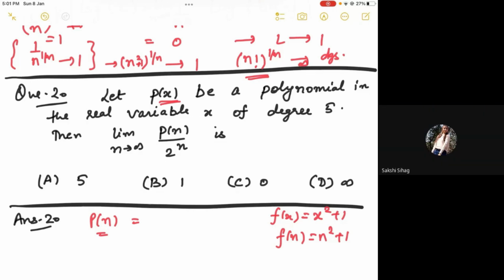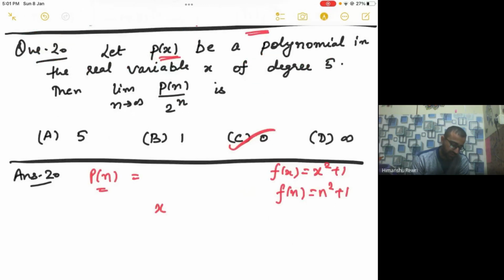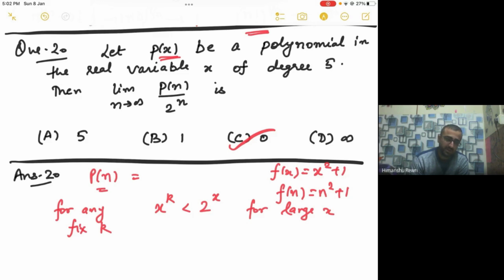Yes, it will go to 0. The answer is that for any fixed k, x raised to the power k is less than 2 raised to the power x for large x. So whenever n tends to infinity, the ratio x raised to the power k divided by 2 raised to the power x will go to 0.